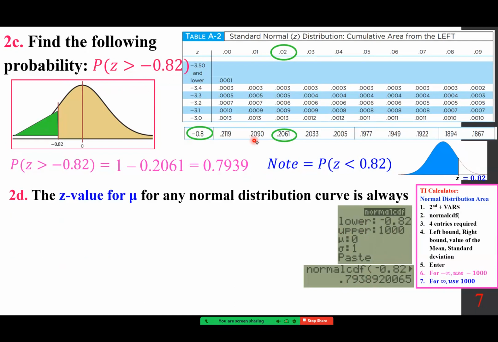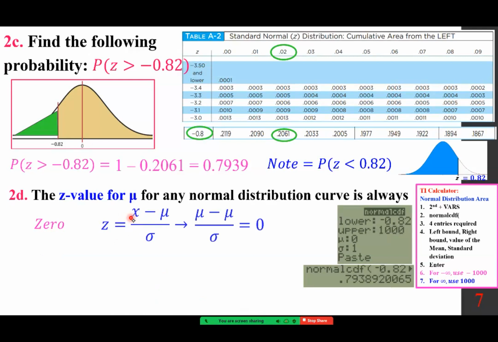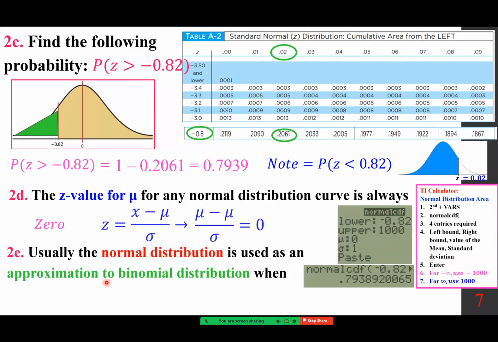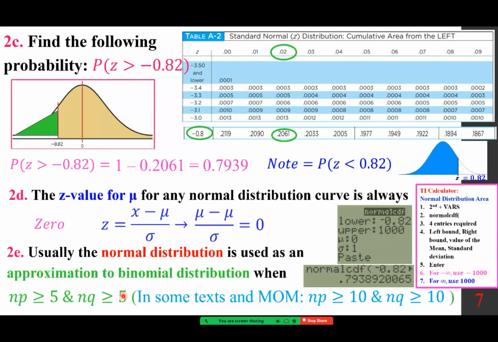The z-value for mu is always 0 for any normal distribution. Why is that? Because z is x minus mu over sigma. Replace the x with mu. That's the proof, actually. Usually, the normal distribution is used as an approximation to the binomial distribution when np and nq are large. How large? In some texts, they go with 5, but in some texts, including ours, they go with 10. When np and nq are large, that means they are larger than or equal to 10.